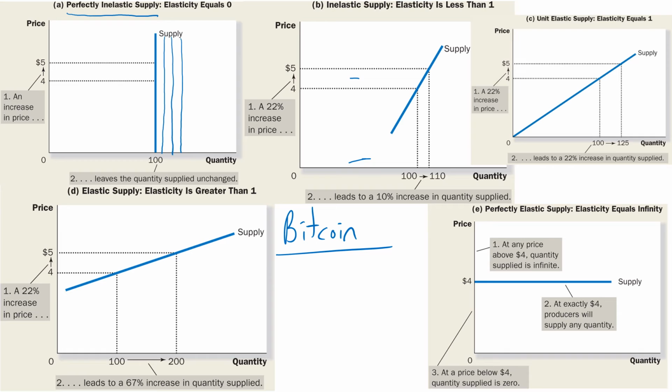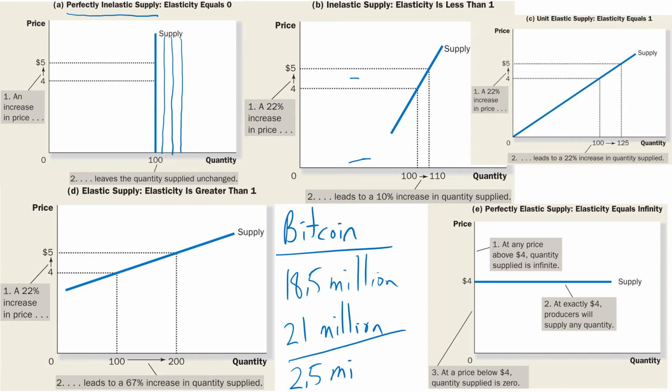In fact, right now there are 18.5 million Bitcoins that have already been produced, but there's a maximum amount of 21 million Bitcoins that will ever be produced. And so if we do the math, that's 2.5 million more Bitcoins that will be produced, but they will be produced from now into the year 2140.